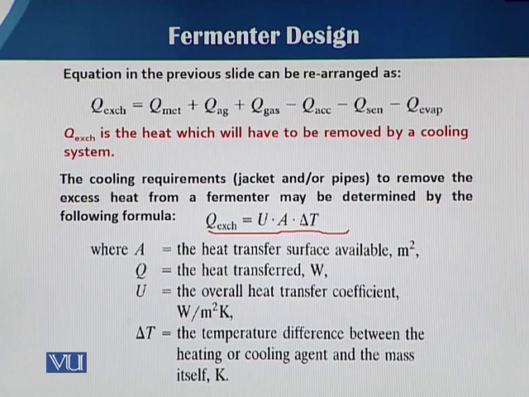So Q is the heat transferred, U is the overall heat transfer coefficient, and delta T is the difference of temperature. In a later slide I will tell you how we can have the change in temperature. Suppose we sterilize the system at 121 degrees Celsius, and then we have to reduce the temperature to 30 degrees Celsius. So delta T is the difference between 121 degrees Celsius and 30 degrees Celsius.